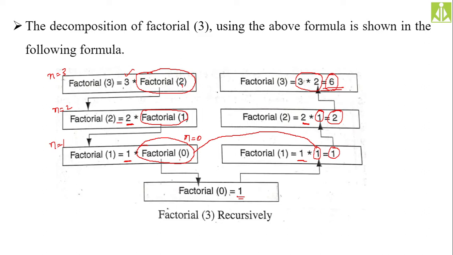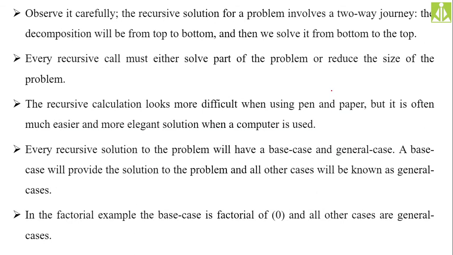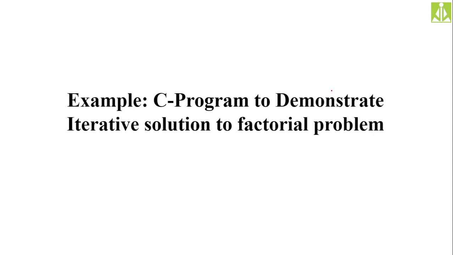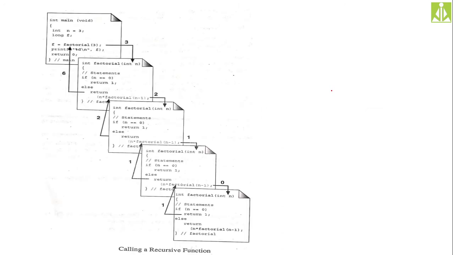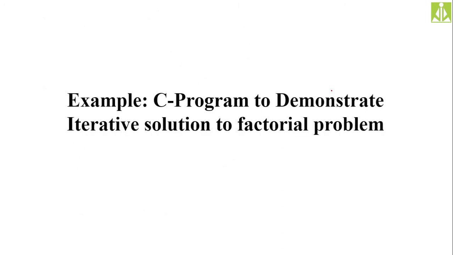So from that number we need to reach the base case, and from that base case we have to apply the process in reverse. Quickly we will demonstrate the iterative solution and recursive solution for finding the factorial of a given number. First we will write the iterative solution for finding the factorial.